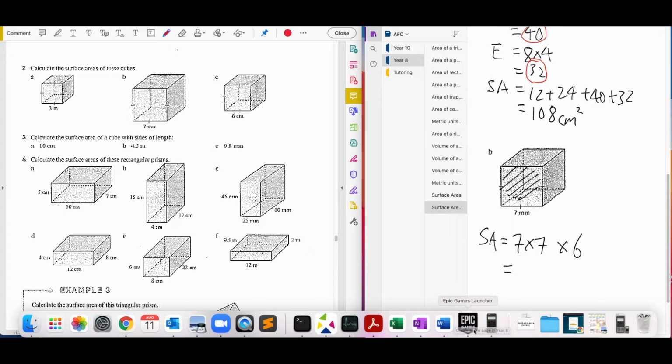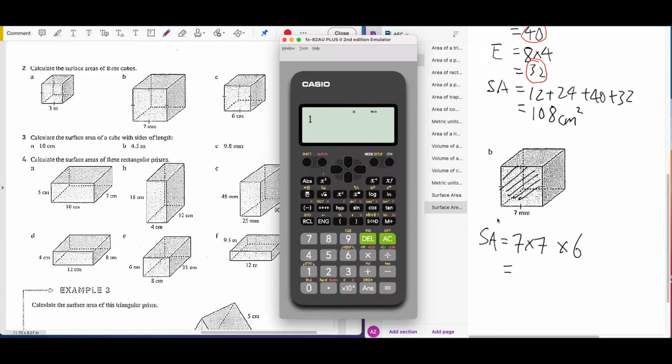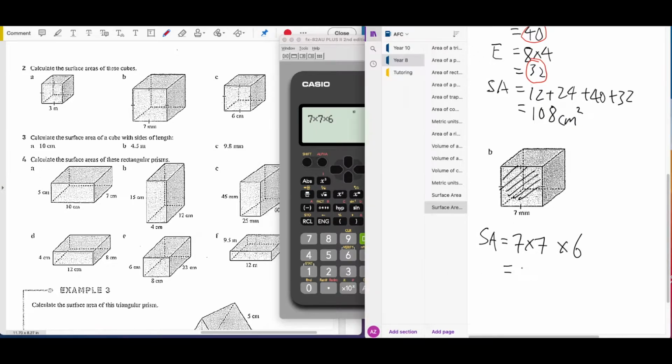Okay, so it's pretty straightforward to find the surface area of a cube. You just do 7 times 7 times 6. Okay, so this should give you 294. Make sure you write the units, which is square millimeters.